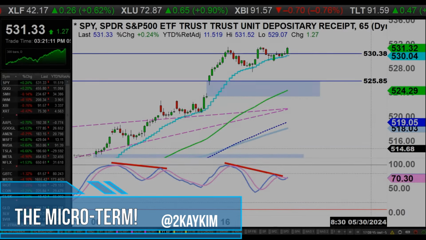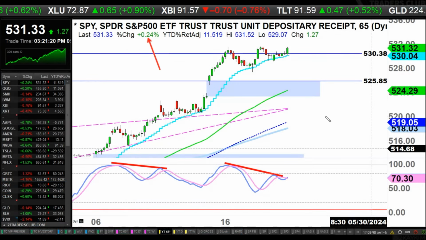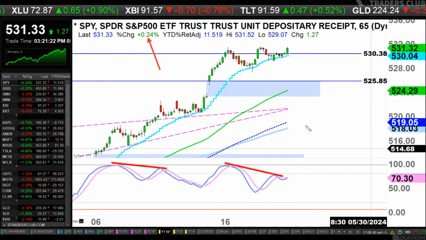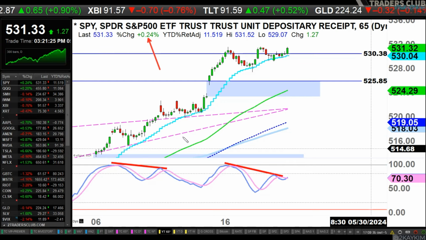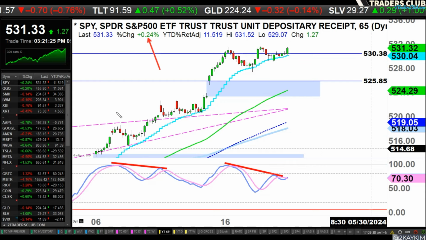All right, let's get right into it here. Market is up about 0.2% on the S&P. As you can see, the micro-term moving average has been supporting the buyers here this entire month of May. Perfect. The micro-term has never been breached here.